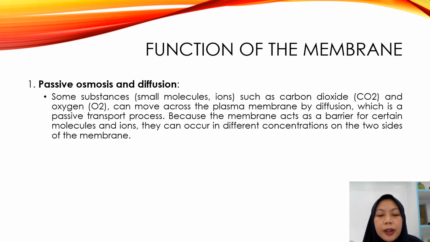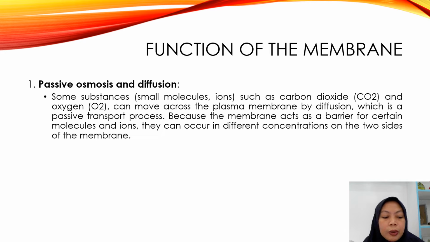Okay, so here are the functions of the membrane. One is passive osmosis and diffusion. Some substances, like small molecules and ions such as carbon dioxide and oxygen, can move across the plasma membrane by diffusion, which is a passive transport process. Because the membrane acts as a barrier for certain molecules and ions, they can occur in different concentrations on the two sides of the membrane.